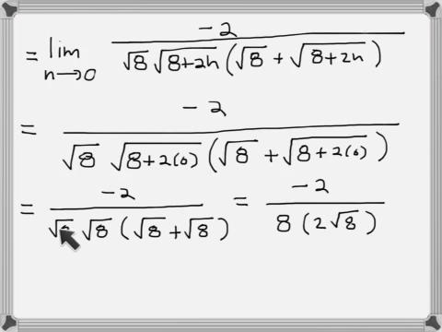And then out in front here, this square root 8 times square root 8 will give me this 8 right here, and then inside the parentheses I have square root 8 plus square root 8, which is just 2 square roots of 8. So it's simpler now. And then of course these 2's can be canceled out. They're a common factor between the top and the bottom. And when I do that, I wind up with the final answer, which is -1 divided by 8 times the square root of 8.